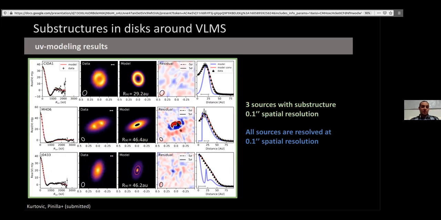And then the sources that are more extended, you can see that CEDA1 is very well described by a single Gaussian ring. In the case of MH06, the same as GO420, we have some residuals. The residuals are not significant compared to the overall emission, but they are still in there. So there is an asymmetry that we are not describing, but most of the emission is very well described by the broken Gaussian that we got. And finally, in JO433, we have the first tentative detection of a multi-ring system around a very low mass star.